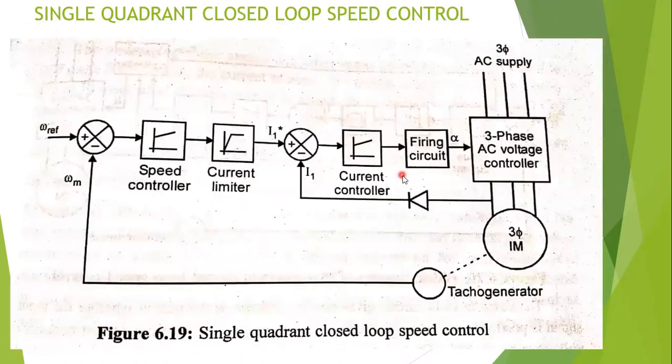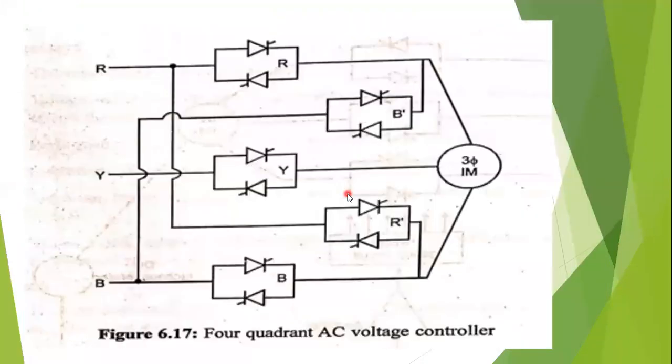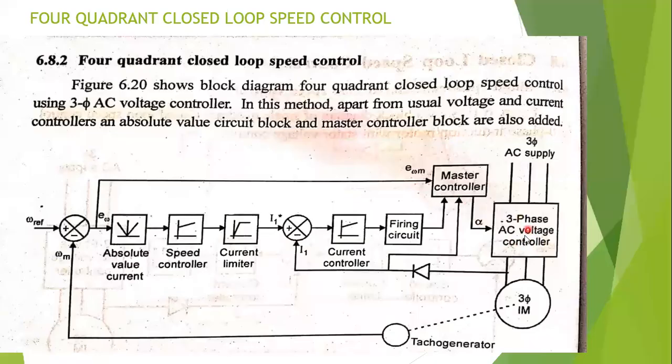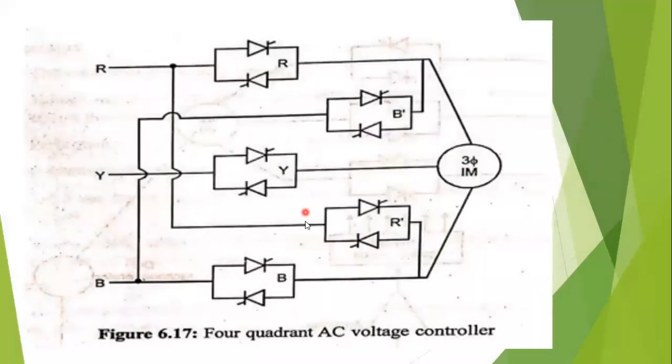So here, the three-phase AC voltage controller. Inside of this AC voltage controller, this is the circuit diagram. This is the circuit diagram of the three-phase AC voltage controller in the four quadrant AC voltage controller speed control of induction motor. Inside is nothing but this block diagram, the controlling mechanism, this is the circuit inside of this. I have already explained this circuit diagram in the four quadrant operation of AC voltage controller.